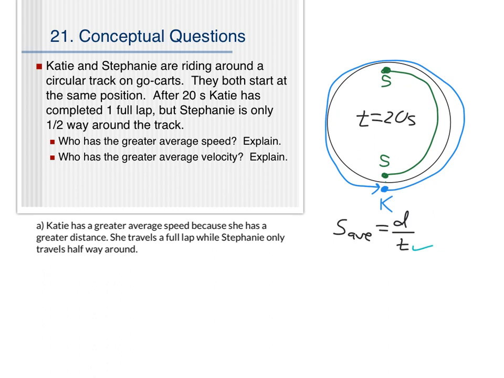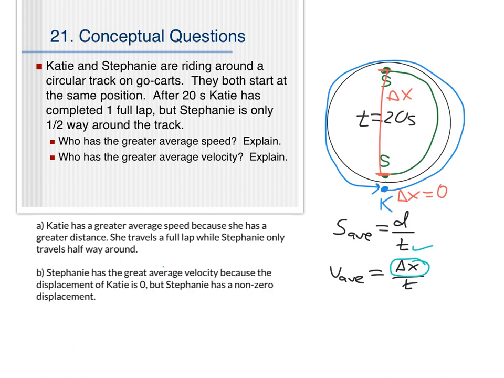Thinking about the average velocity piece, that equation is slightly different. The key difference for average velocity is that we're thinking about displacement over time rather than distance over time. And so when we're thinking about displacement over time, we think about the displacement of each one. Katie is going to have a displacement here of 0 because Katie ends up in the exact same spot that she started in, whereas Stephanie has some non-zero displacement. It's actually equivalent to the diameter of the circle. So therefore, Stephanie actually is going to have the greater average velocity because Katie ends up where she started and therefore has an average velocity of 0.